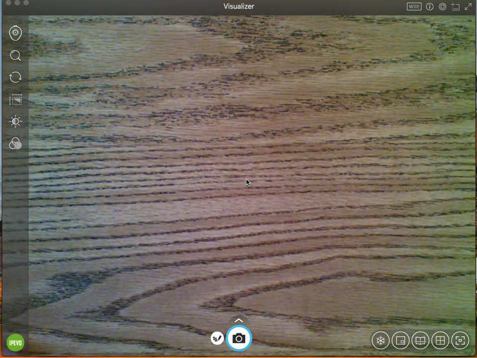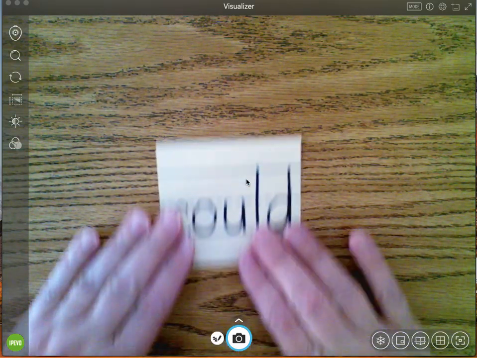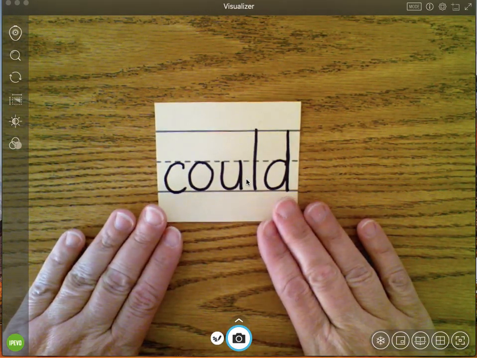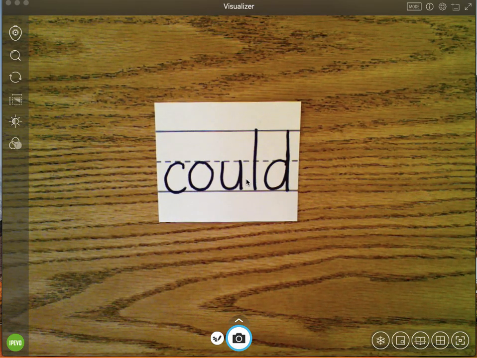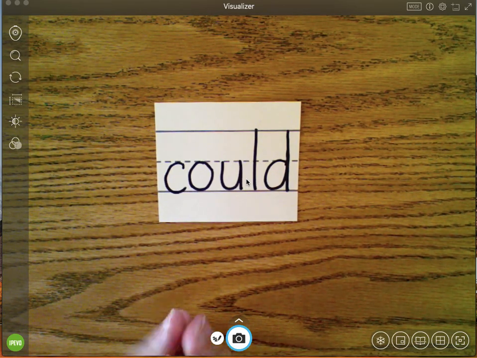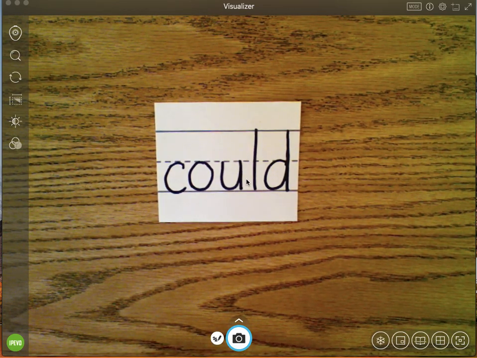So we're going to try that with a new word today. And our word looks like this. I don't know whether you can read this word or not. We're going to try really hard, so I'm going to give you a little bit of time to look at it and try to see if you can figure out what it is. If you said could, you are right.